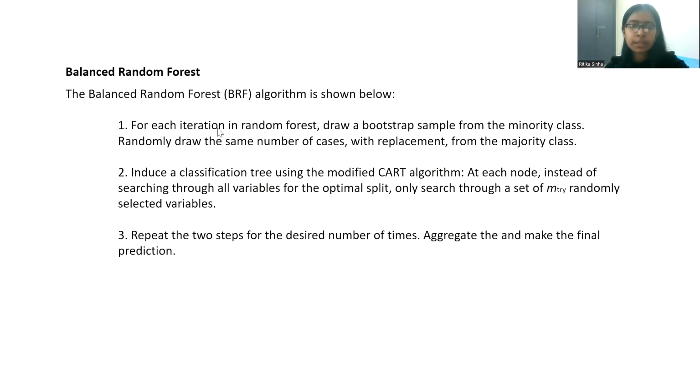For each iteration in the random forest, draw a bootstrap sample from the minority class. Randomly draw the same number of cases with replacement from the majority class. Next, induce a classification tree from the data to maximum size without pruning. The tree is induced with the CART algorithm with the following modification: at each node, instead of searching through all variables for the optimal split, only search through a set of m-try randomly selected variables.